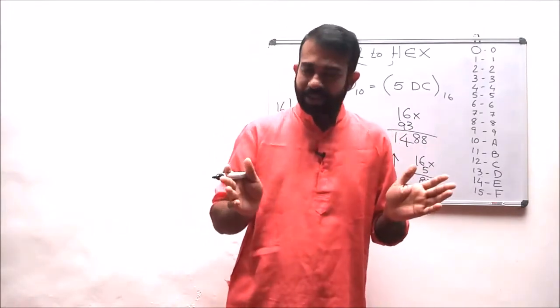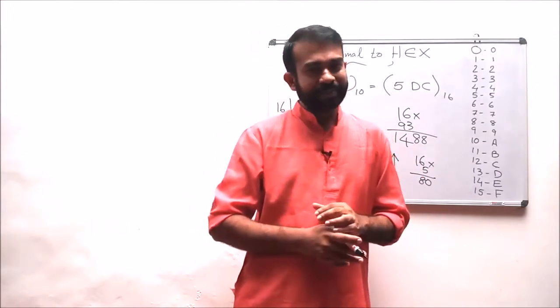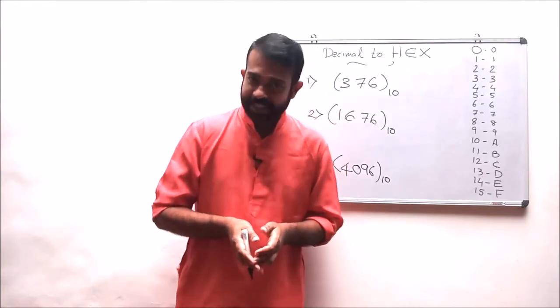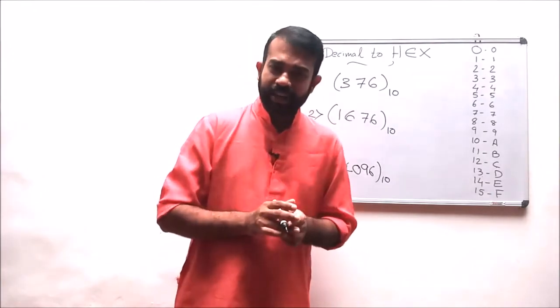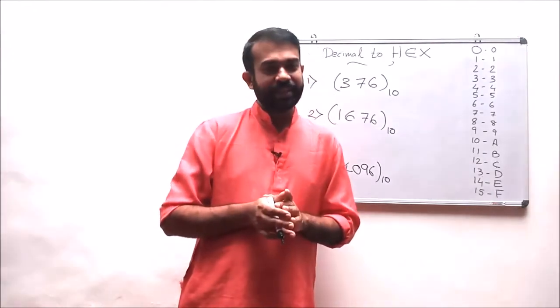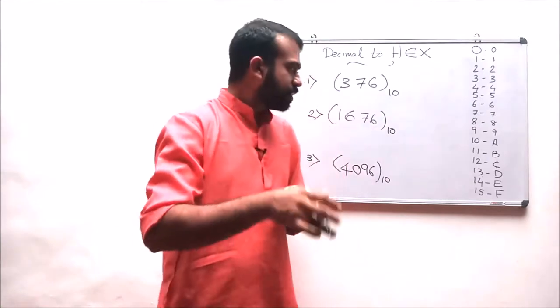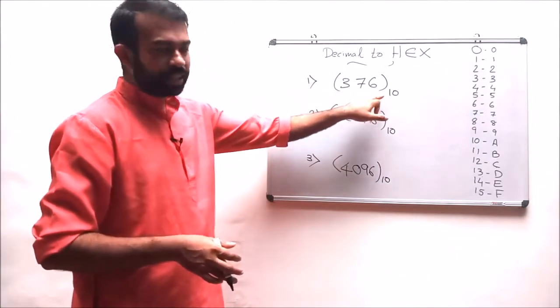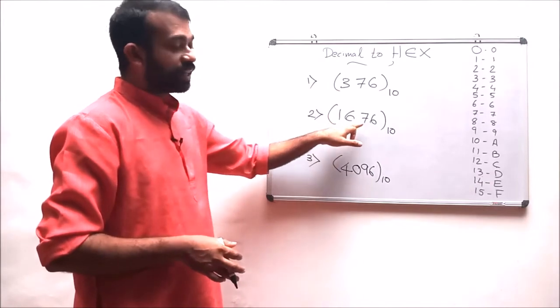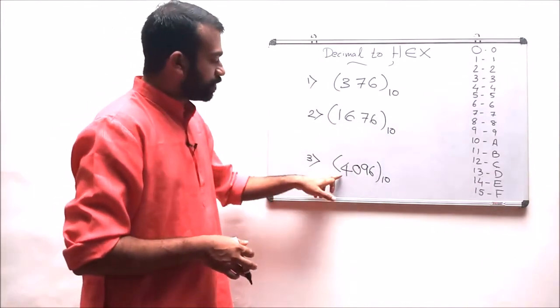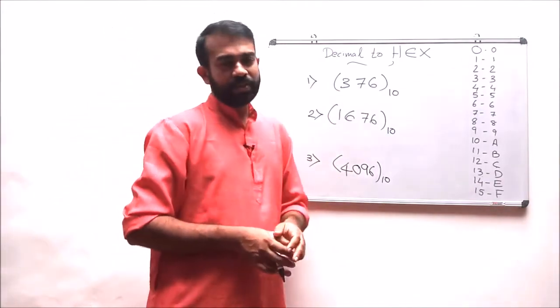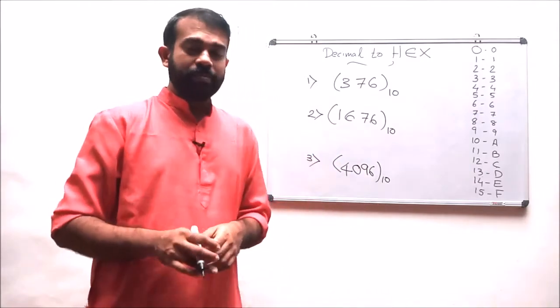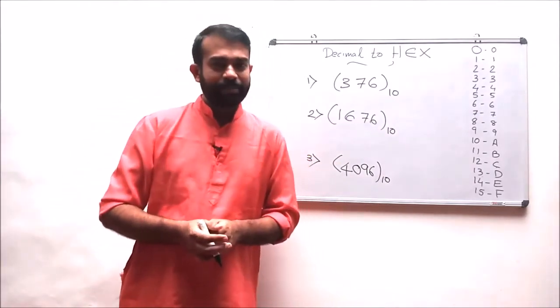Dear students, I hope you understood this topic. Kindly go through these assignment questions. Convert the decimal number into its hexadecimal equivalent. The numbers are 376, 1676, and the third one is 4096. Convert these three decimal numbers into their hexadecimal equivalents.